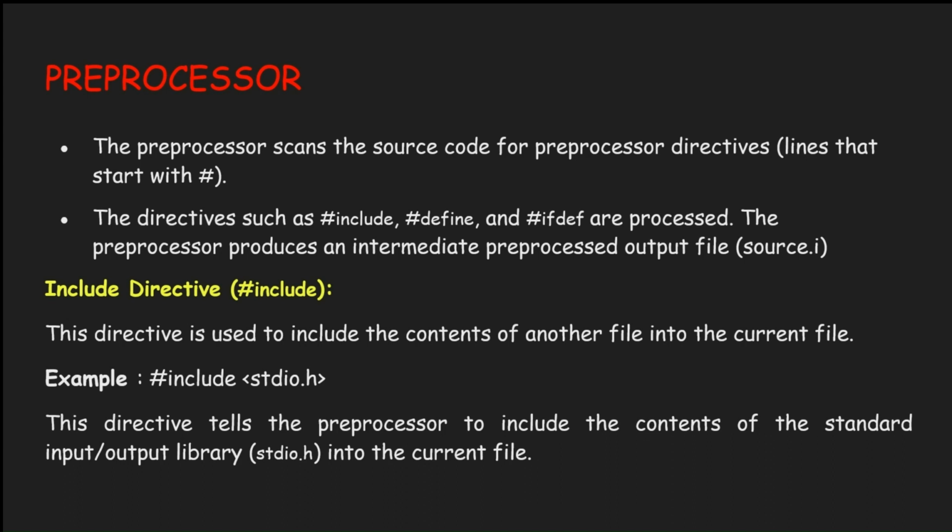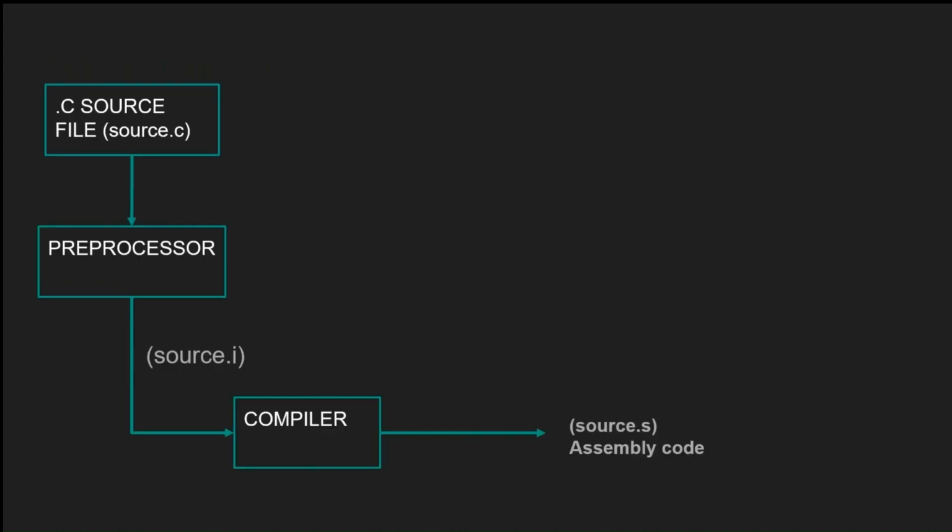Include directive. This directive is used to include the contents of another file into the current file. Example, #include stdio.h. This directive tells the preprocessor to include the contents of the standard input-output library, that is stdio.h, into the current file.